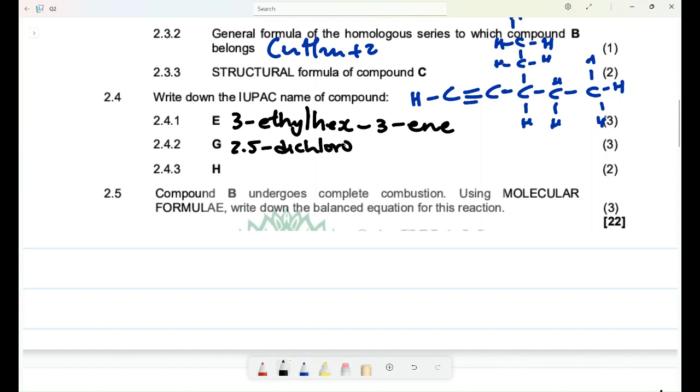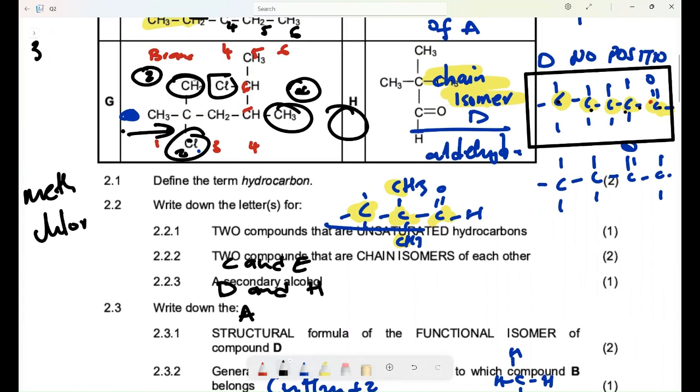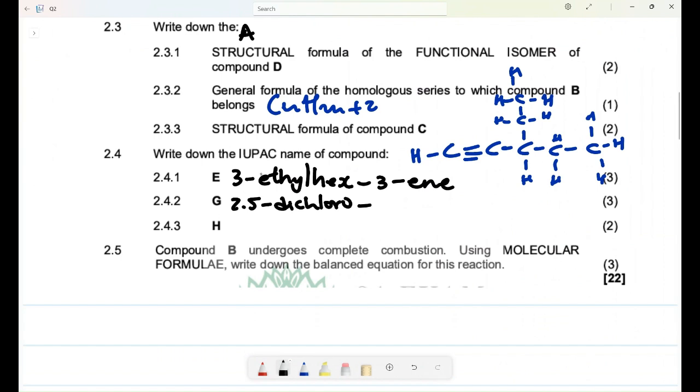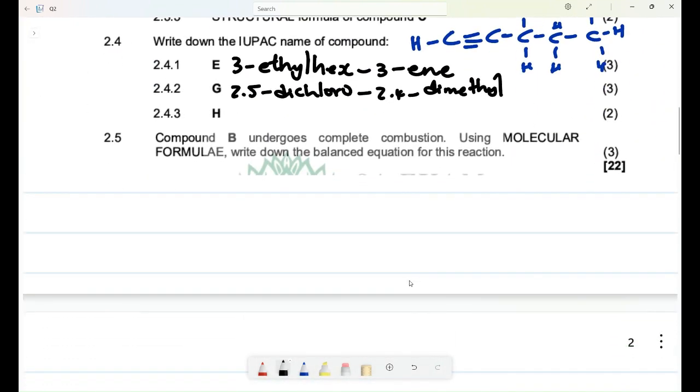For 2 chloro, we say dichloro, then hyphen, then we count the methyl group. It is carbon number 2 and carbon number 4. So it is 2,4-dimethyl. Dimethyl what? Hexane. Longest chain, it is 6. Hexane. Dimethyl hexane. Compound name of H.